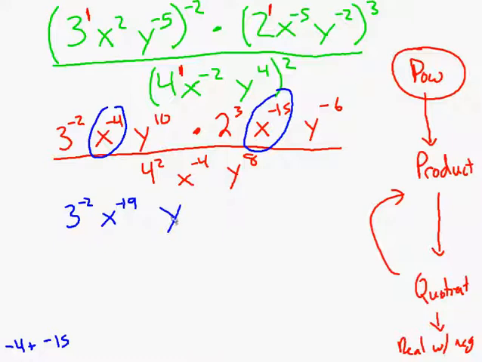Now let's deal with y. Tell me about this y and this y. Product rules, so what do I do? Add. And what do I get? 4.